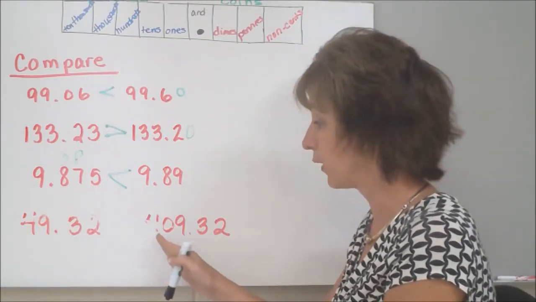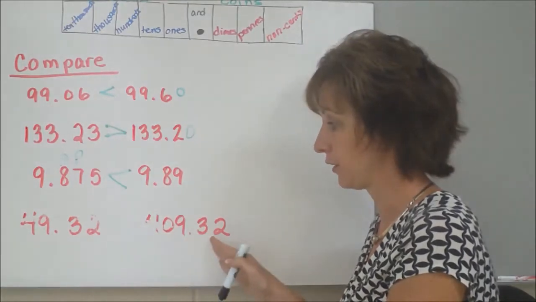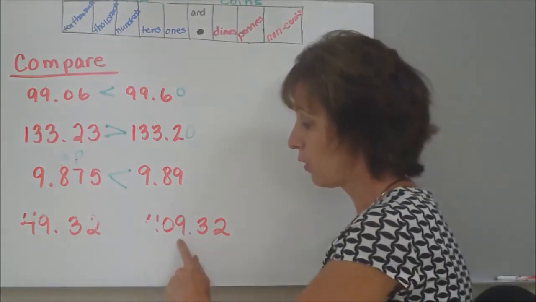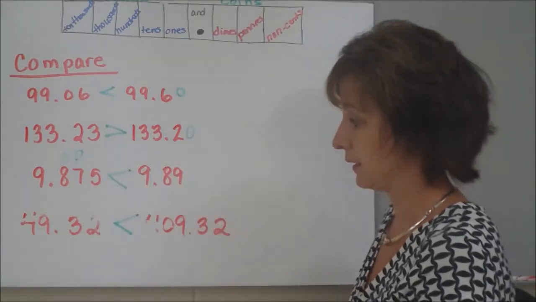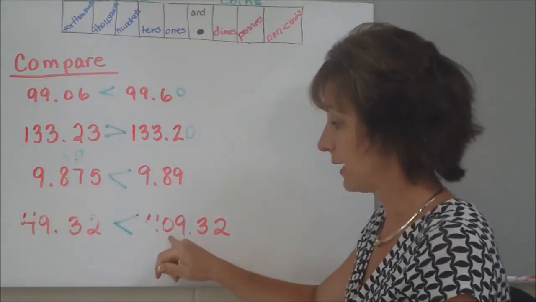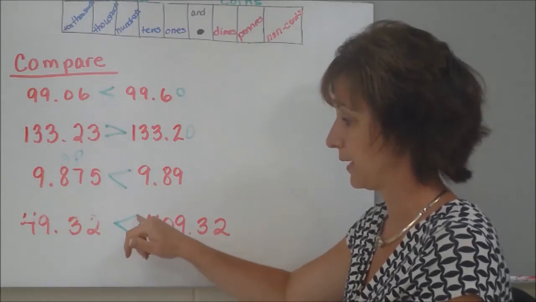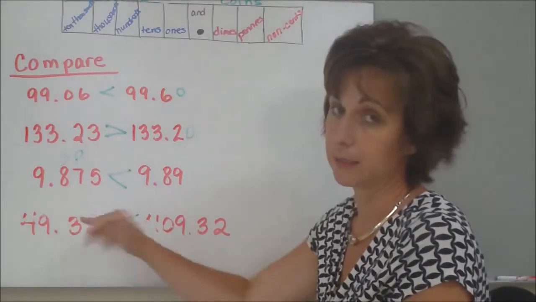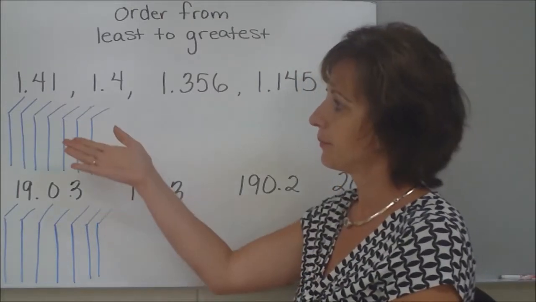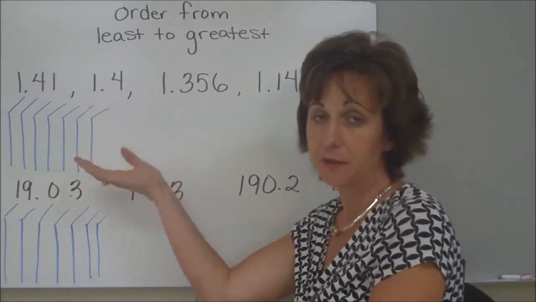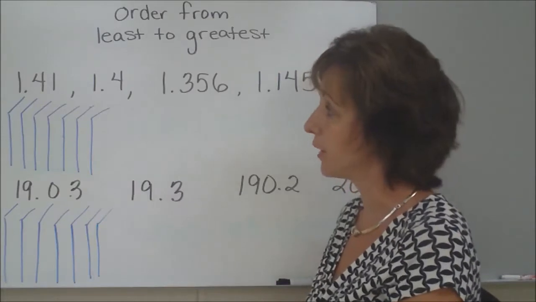$49.32 compared to $409.32. Our whole number is larger in this number, which means that it is indeed greater than this one. So I have my less than sign because the less than number came first. All right, perhaps you'll need a different strategy if you're comparing more than 2 numbers.